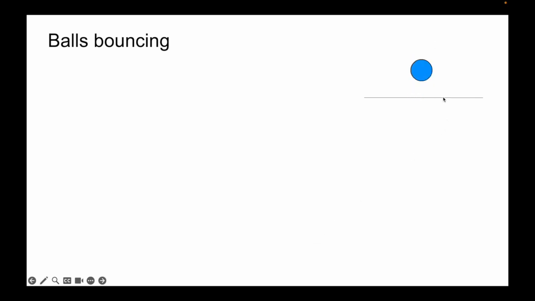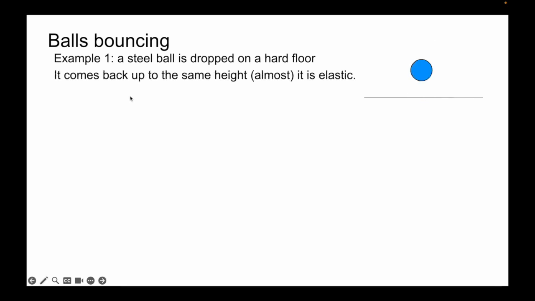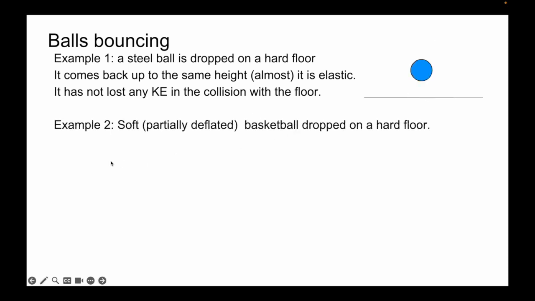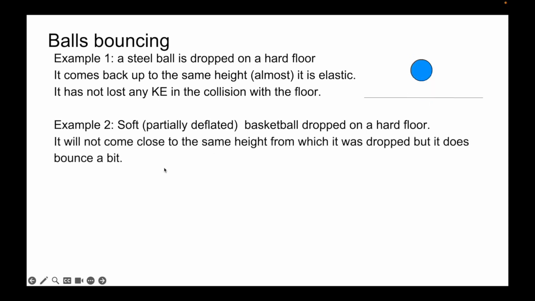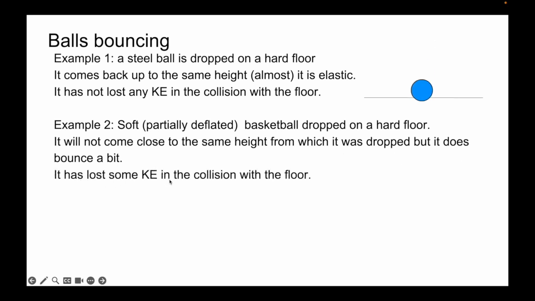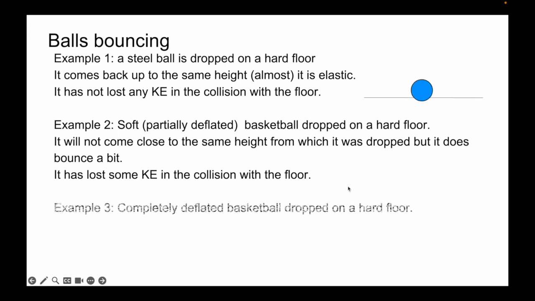If we have a ball that's bouncing like this, we can have a steel ball that's dropped on a hard floor. It comes back up almost to the same height because of this elastic collision that's happening. It's lost no kinetic energy in the collision with the floor, or very little. If we have a soft or a partially deflated basketball that's dropped, it will not come close to the same height from which it was dropped, because it's lost most of that kinetic energy in the collision with the floor.